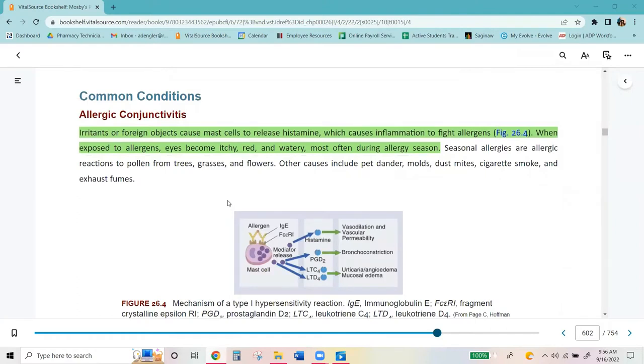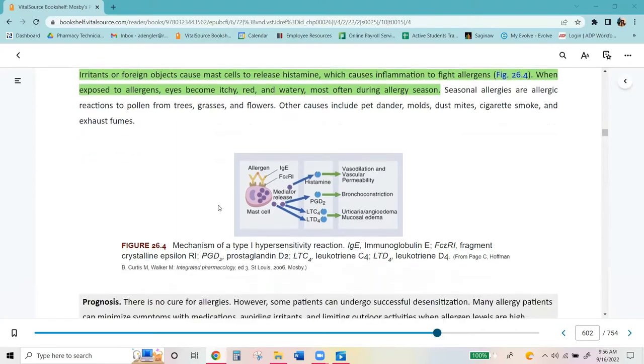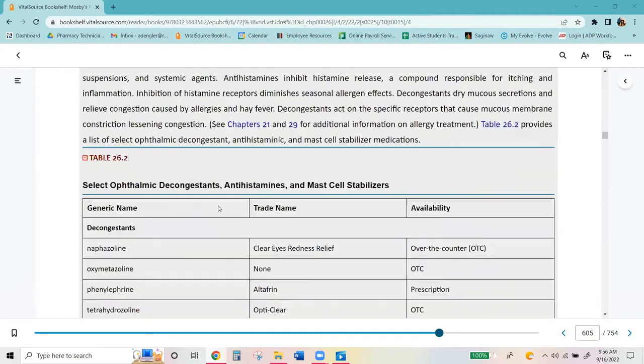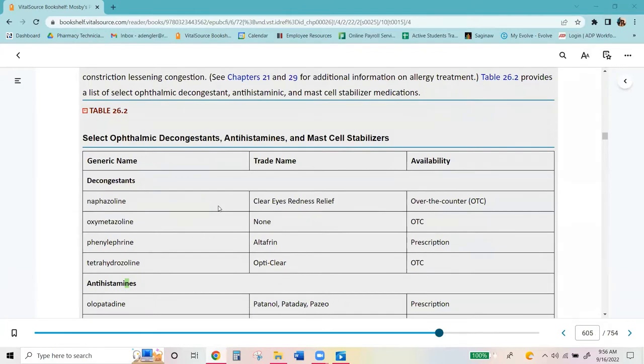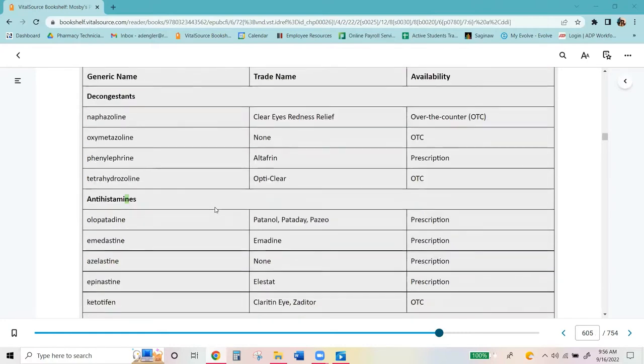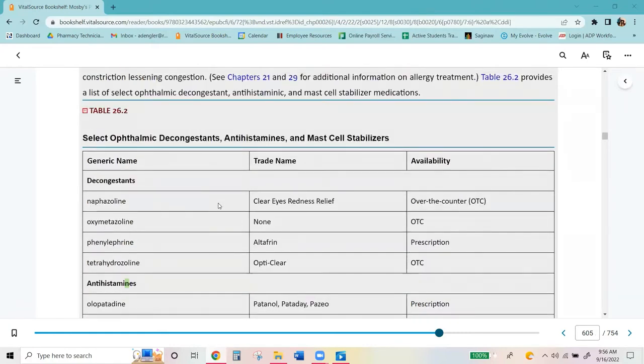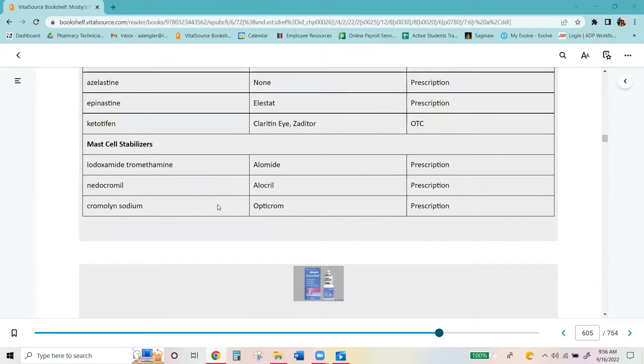Allergic conjunctivitis is a common condition. Irritants or foreign objects can cause mast cells to release histamine, which causes inflammation to fight allergens. When exposed to allergens, eyes become itchy, red, and watery, most often during allergy season. Table 26.2 lists select ophthalmic decongestants, antihistamines, and mast cell stabilizers. So these are all eye drops for allergic eye.